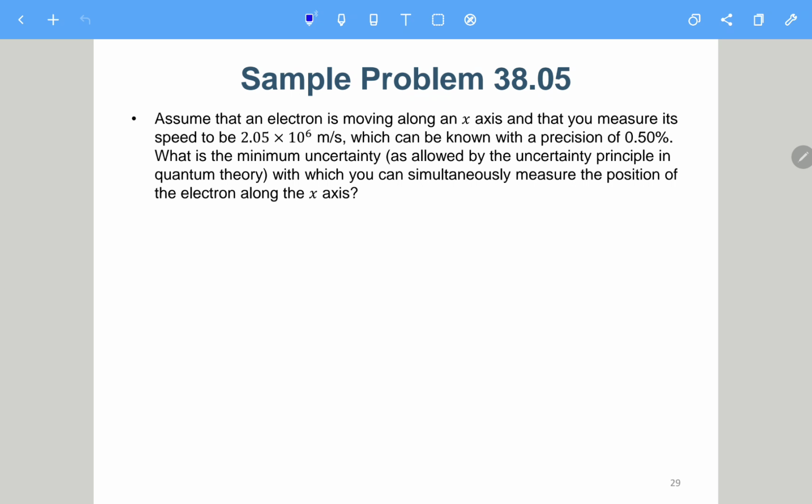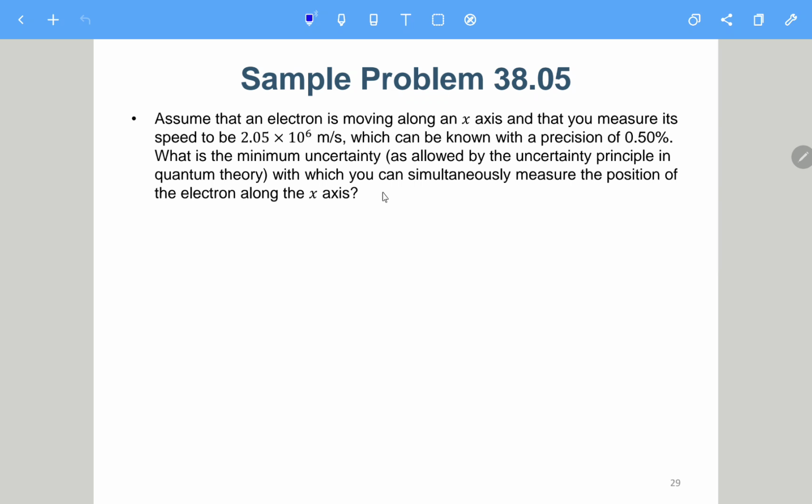Okay, so now let's take a look at a sample problem. Assume that an electron is moving along the x-axis, and you measure its speed to be 2.05 times 10 to the 6 meters per second, with a precision of 0.5%. What is the minimum uncertainty allowed by the uncertainty principle in quantum theory, with which you can simultaneously measure the position of the electron along the x-axis?